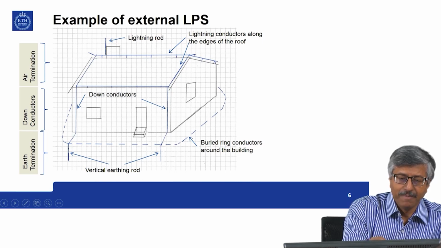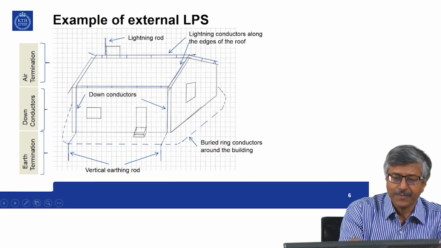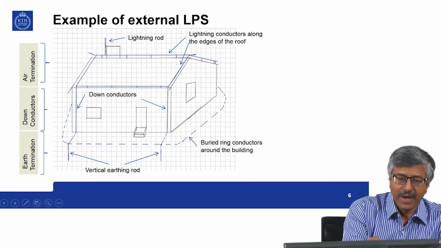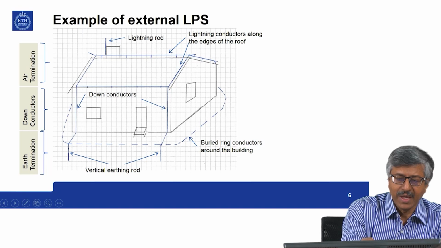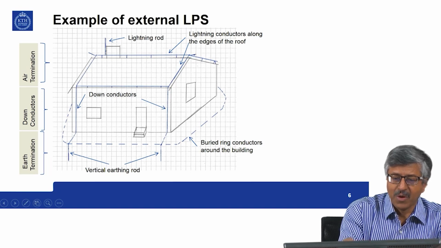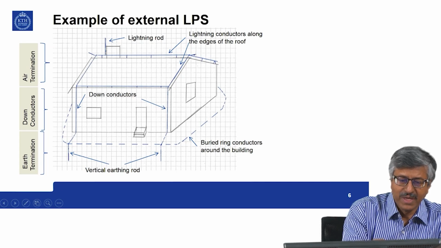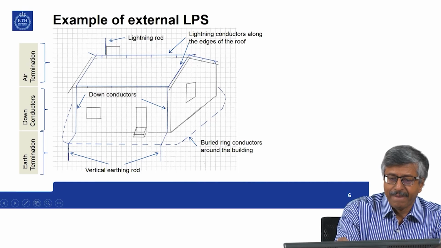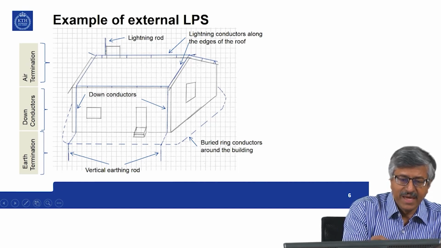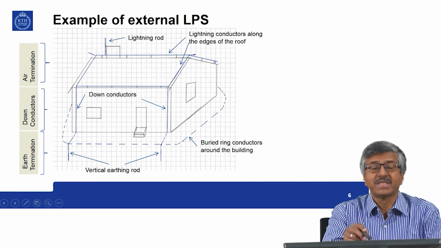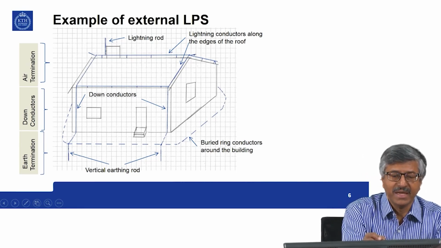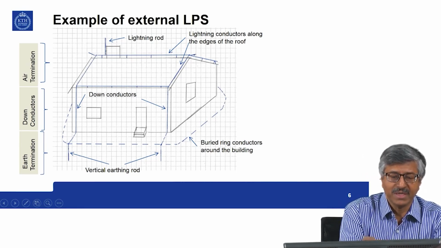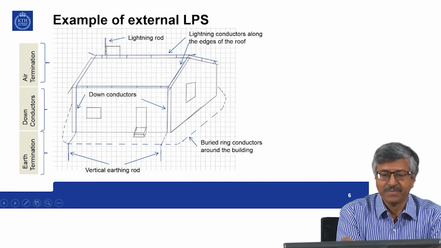So, first of all you can see that at the edges of the roof you have a horizontal conductor mounted, and this is mounted here. All these are conductors. So, this part is the air termination system. So, lightning may strike either this lightning rod or one of these horizontal rods.